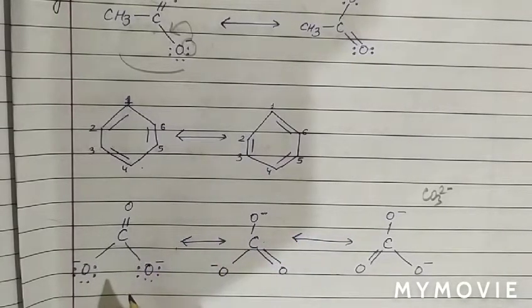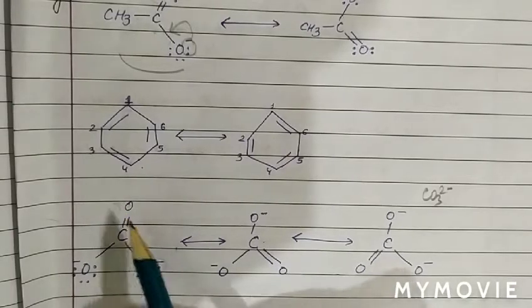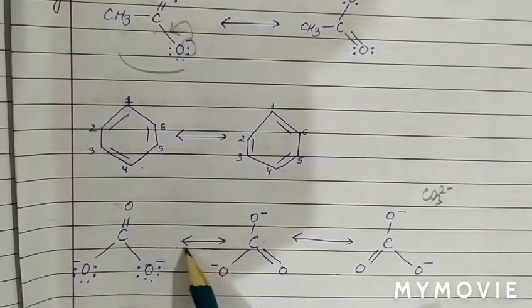When we draw the resonating structure, first this negative charge will shift between these two atoms. So there is formation of a pi bond between this carbon and oxygen. Then carbon would form 5 bonds, so at the same time this pi bond will break. So this is the first resonating structure of this.